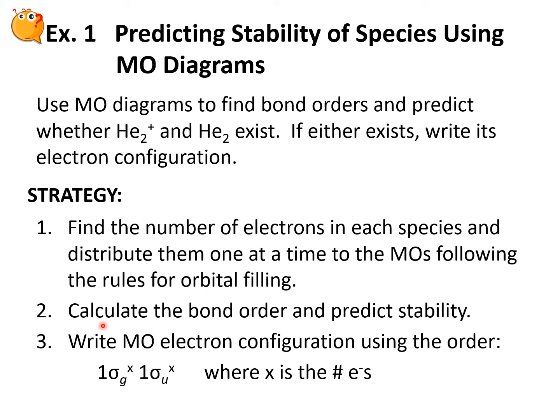Next, we're asked to calculate the bond order and then predict the stability of the molecule. And then finally, we will write the electron configuration using the format shown here, where σg and σu represent the bonding and antibonding molecular orbitals, respectively. And the superscript x represents the number of electrons in each of the orbitals.